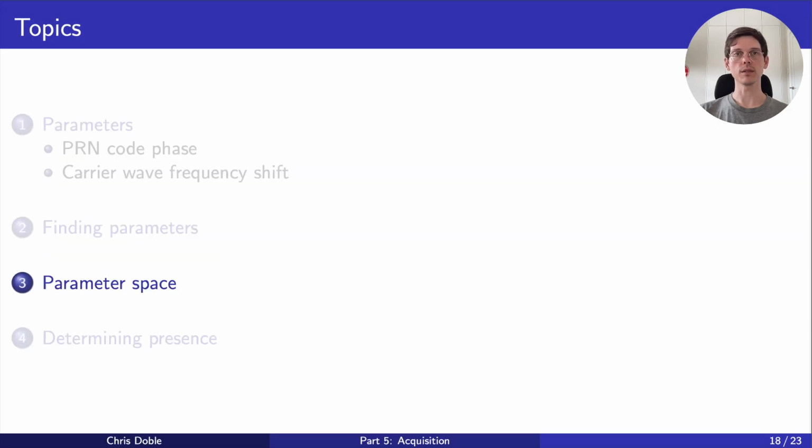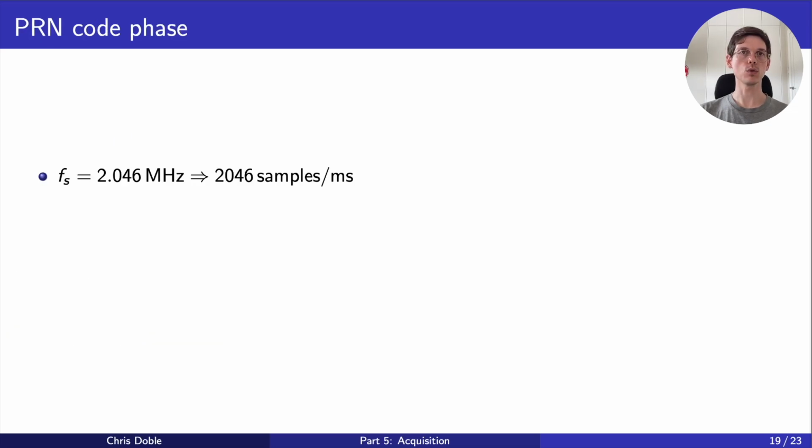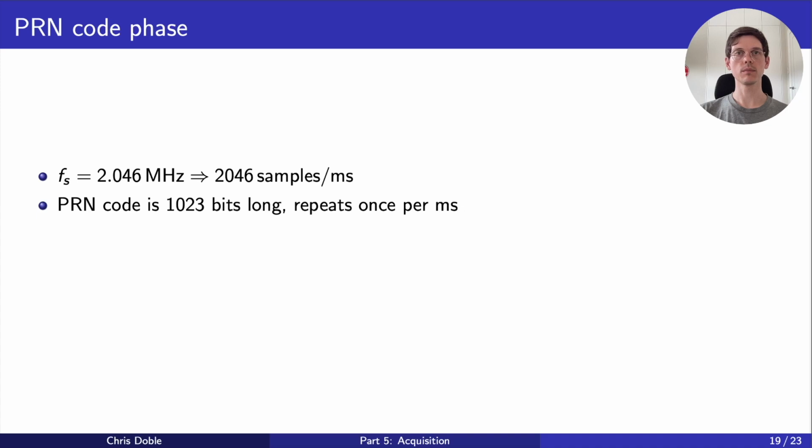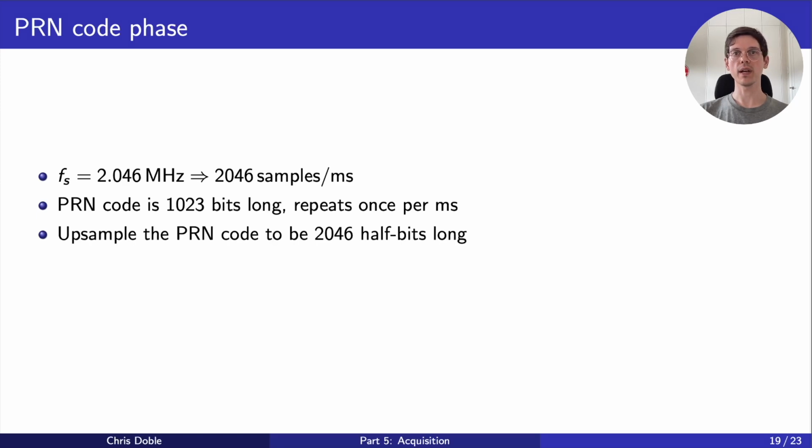I said there's a range of phases and a range of frequency shifts. But what are those ranges? How many combinations do we have to check? Well, our sampling rate is 2.046 MHz, meaning we take 2046 samples per millisecond. The PRN code is 1023 bits long and repeats once per millisecond. That means there are 2 samples for every bit. It's a little easier to calculate correlations if it's a one-to-one correspondence, so we upsample the PRN code. That is, we repeat each bit twice to make it 2046 half bits long. That means there are 2046 phases to check.